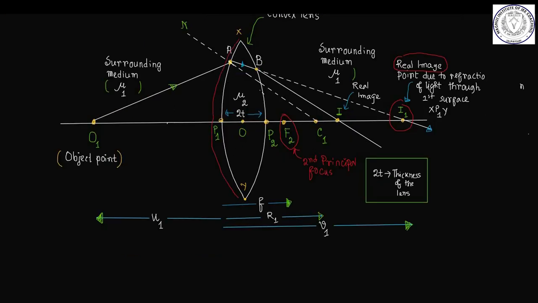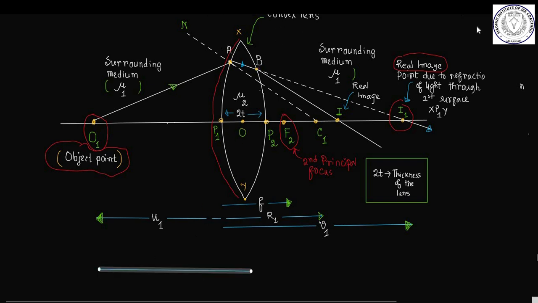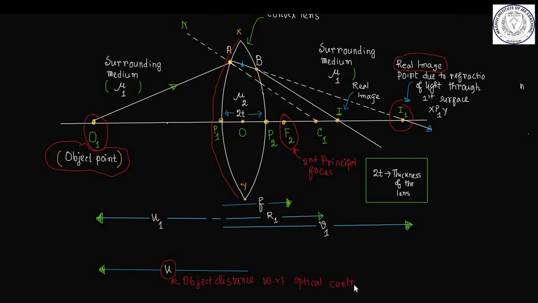With respect to the first refracting surface xp1y, O1 is the object point, and we can denote the distance of object point O1 from the optical center O. U is the object distance of object point O1 from the optical center O of the convex lens. U is the object distance, which is measured from the optical center O.